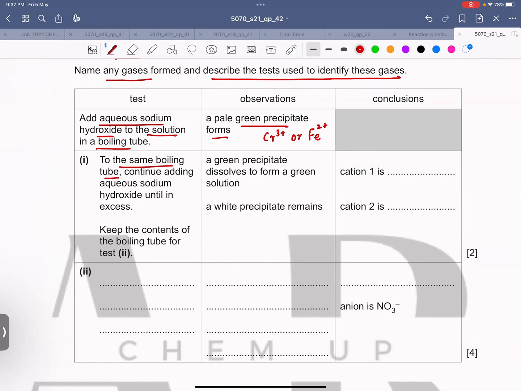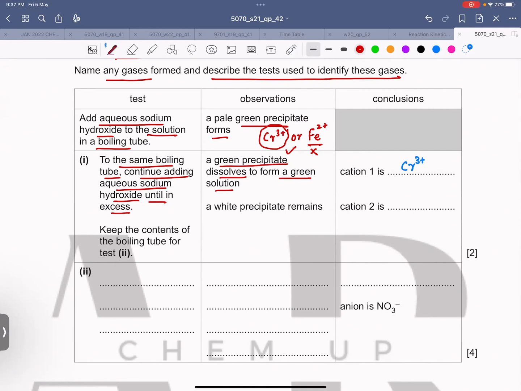Now, part 1. To the same boiling tube, continue adding aqueous sodium hydroxide until in excess. A green precipitate dissolves to form a green solution. If this is so, then chromium ion is confirmed and there is no iron ion, because if there is an iron 2 positive ion, then the precipitate doesn't dissolve to give you a green solution. Instead, the precipitate remains insoluble. So from this, I can conclude that the cation is chromium 3 positive ion. Is this clear?